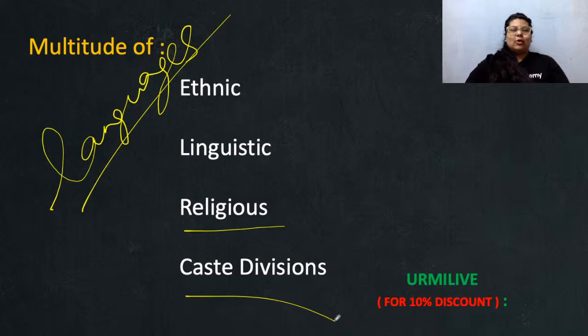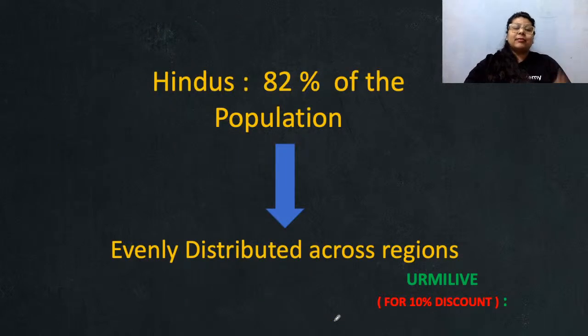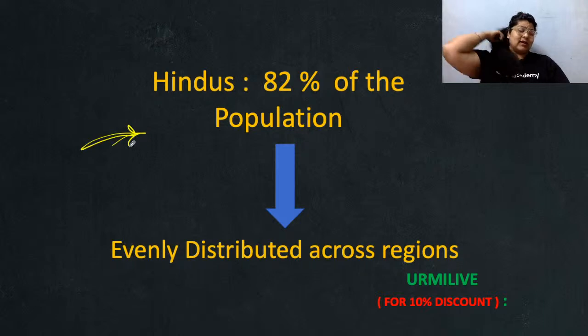Welcome, welcome. Okay, so quickly, it is a multitude of ethnic, linguistic, religious, and caste divisions. Now, please remember that in the society, as I told you, this is the easiest chapter of all before we start with the heavy and the bigger ones. Okay, इसमें ये भी दिया हुआ है that Hindus consist of 82% of the population.